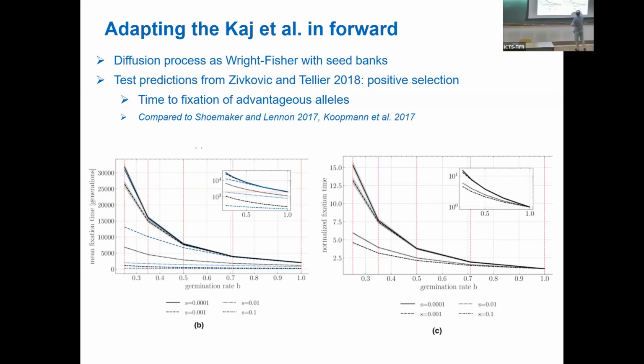So here we have strong selection, that's the lower line, and here you have really weak selection. Clearly, selection with a high selection coefficient is still fixing much faster compared to a really weak selection coefficient, even though you would not expect so much difference under the Wright-Fisher model. So there is an effect here of the seed bank affecting the strength of selection.